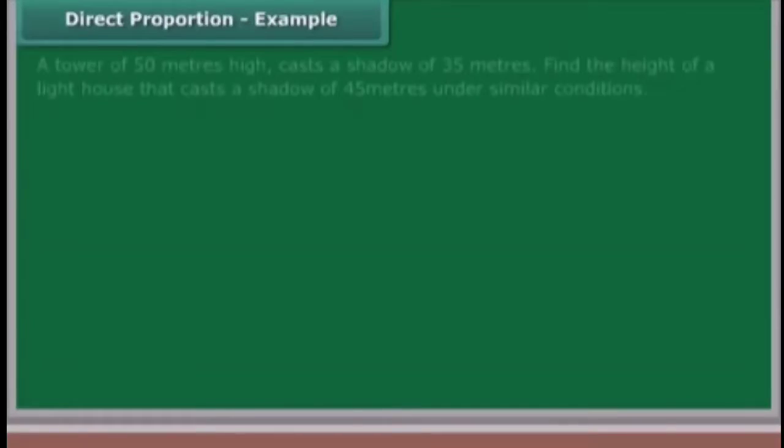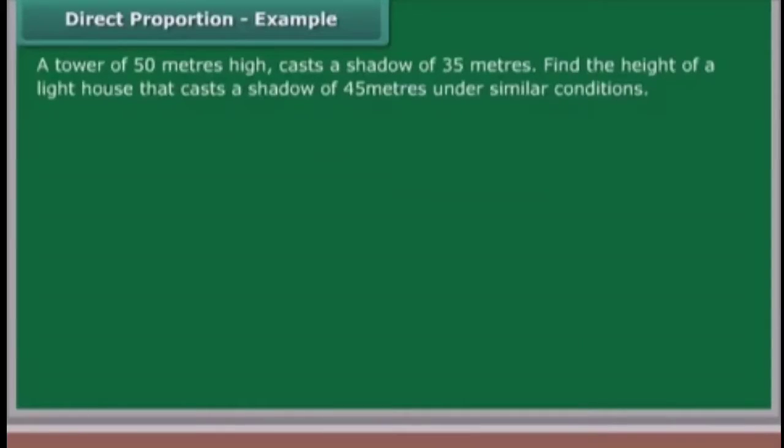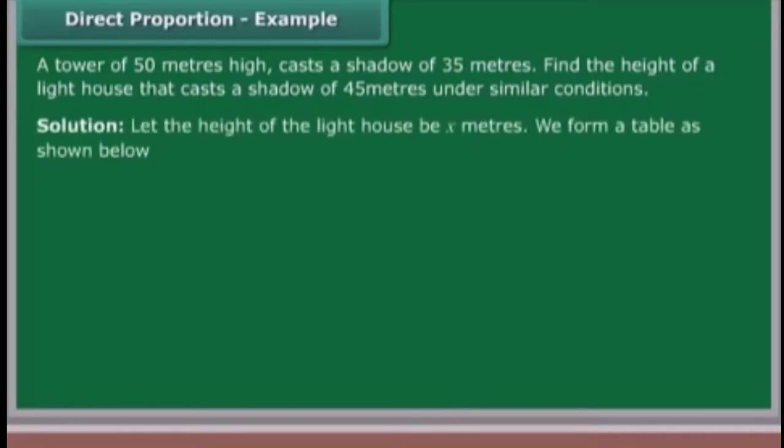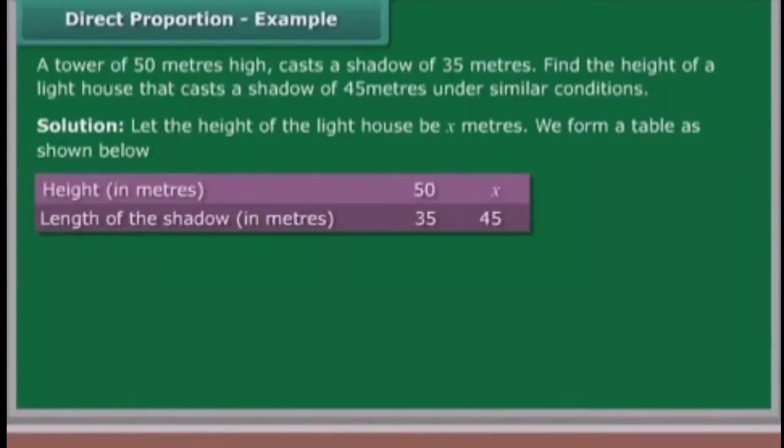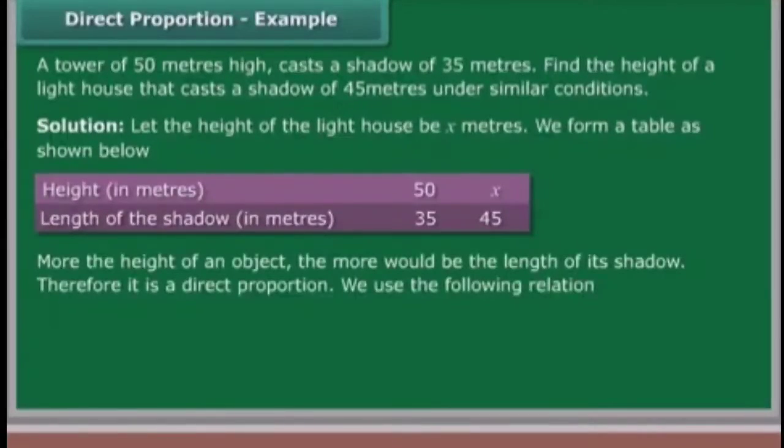Example 2. A tower 50 meters high casts a shadow of 35 meters. Find the height of a lighthouse that casts a shadow of 45 meters under similar conditions. Solution. Let the height of the lighthouse be x meters. We form a table as shown below. The more the height of an object, the more would be the length of its shadow. Therefore, it is a direct proportion.